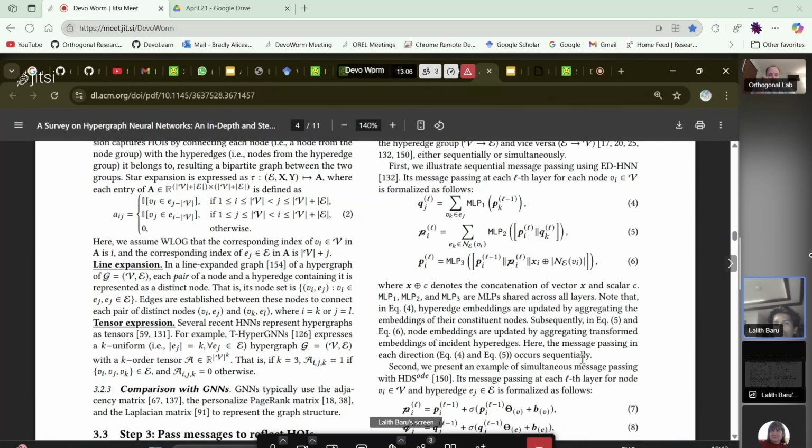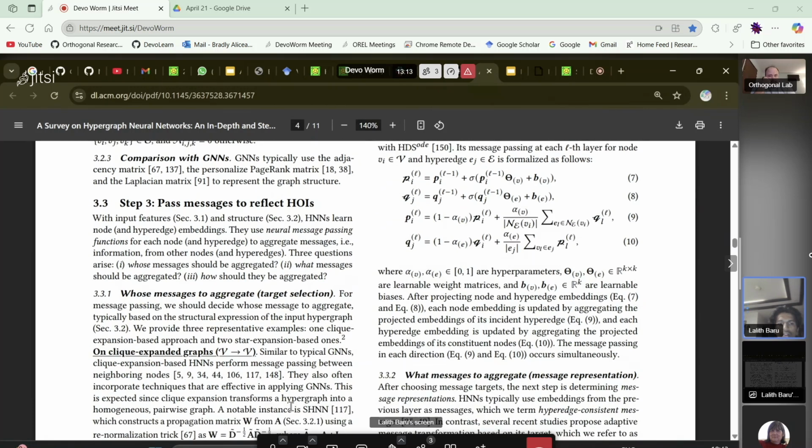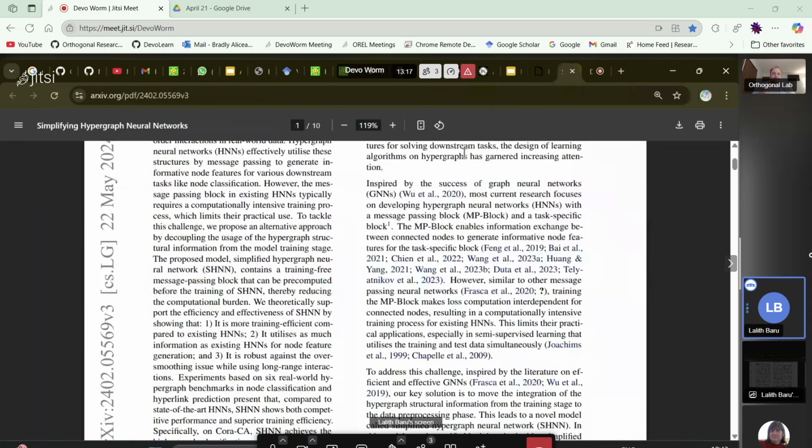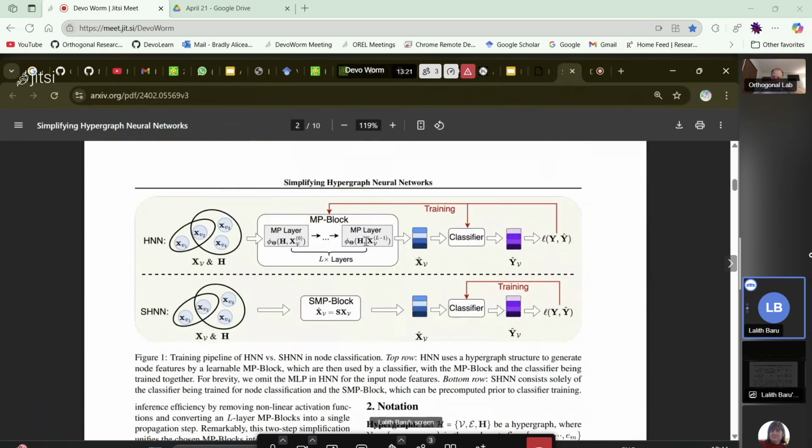I think this was mostly extracted from the paper on simplifying graph neural networks. It is a paper that goes into more detail on how this was performed, and how they use this MLP block in order to acquire the higher order interactions.